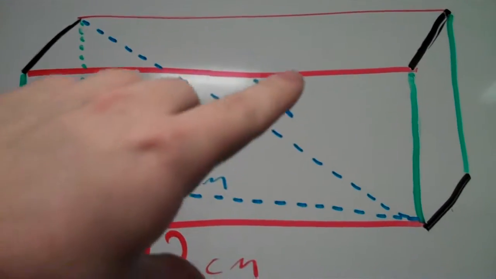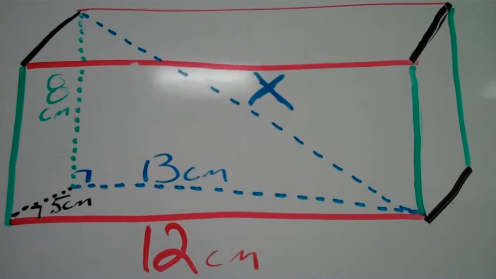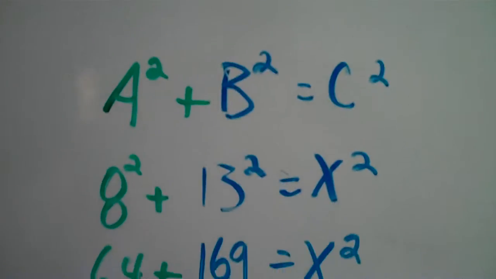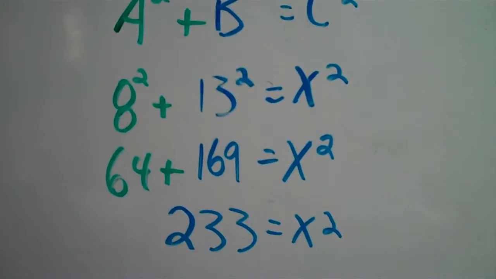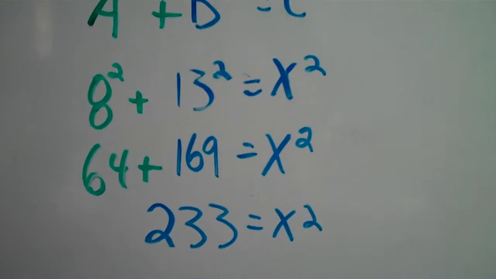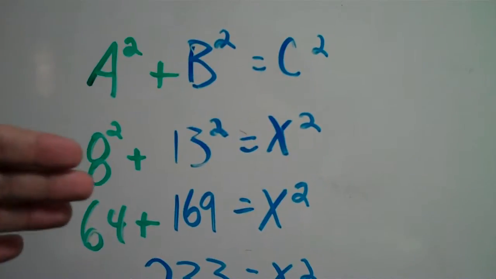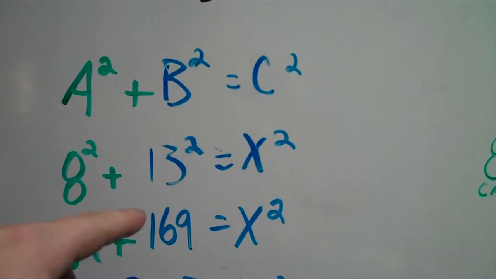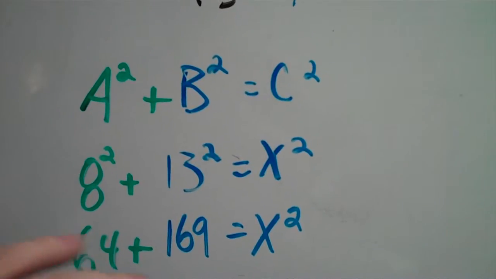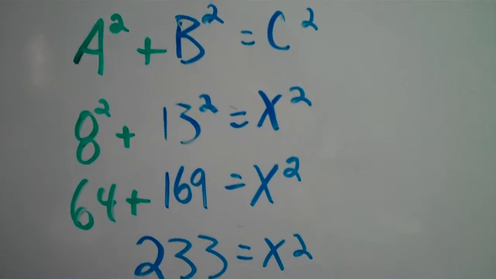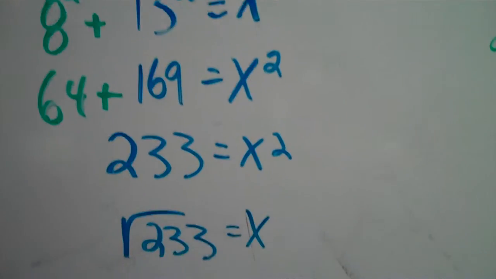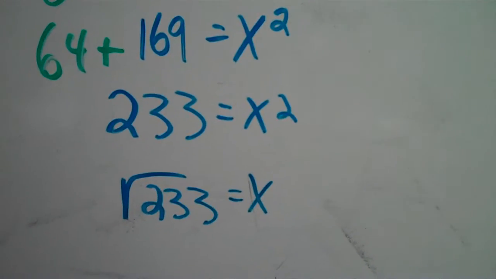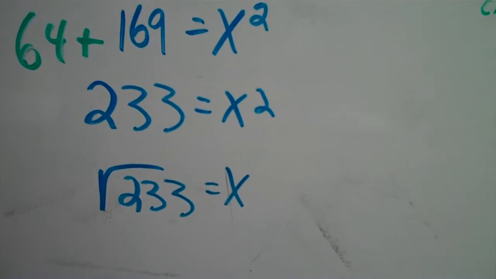So then to find x from here, we simply reuse the Pythagorean theorem as seen down here. A squared plus b squared equals c squared. So we then substitute the values and we get 8 squared, which is the height, plus 13 squared, which is the new hypotenuse we just found. We find that the unknown value here is the square root of 233, which can't be simplified. It's 15 and some change.